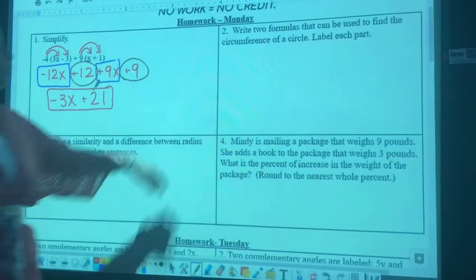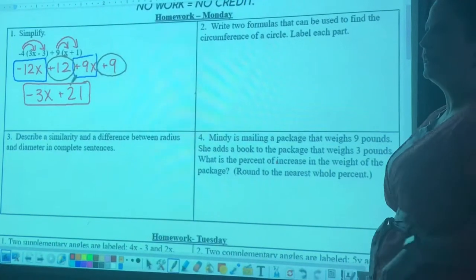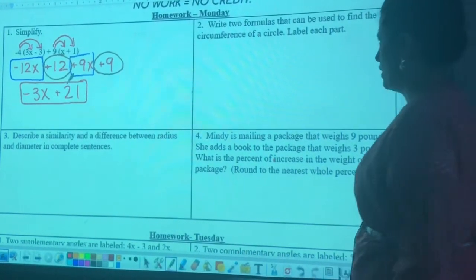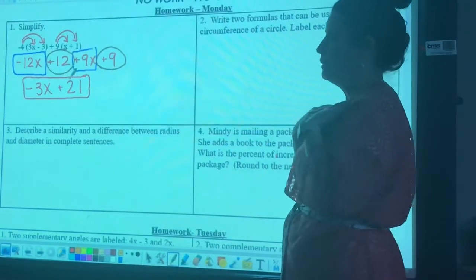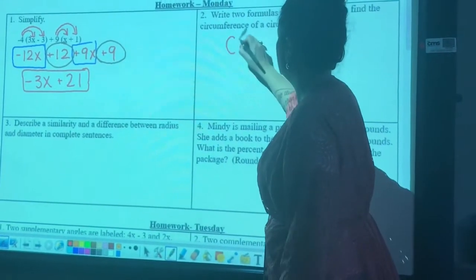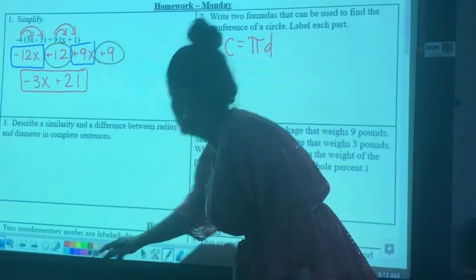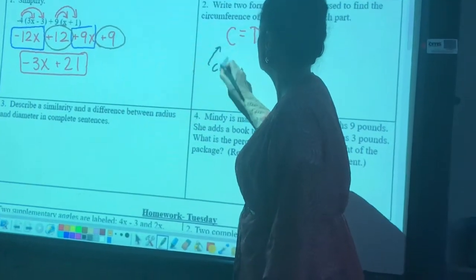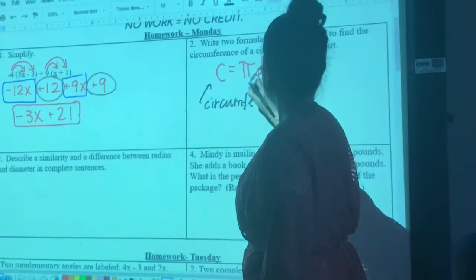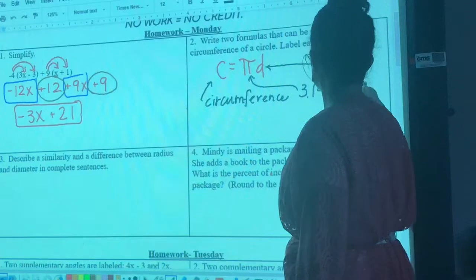Very simple. Now we're going to go over to number 2. Write two formulas that can be used to find the circumference of a circle and label each part. So there are two formulas that really are just saying the same thing. The one that I prefer, because I think it's easier to differentiate this one from the formula for area, is C equals pi d. And the things that we are going to label, C stands for circumference. Pi is that constant of 3.14, and D stands for diameter.